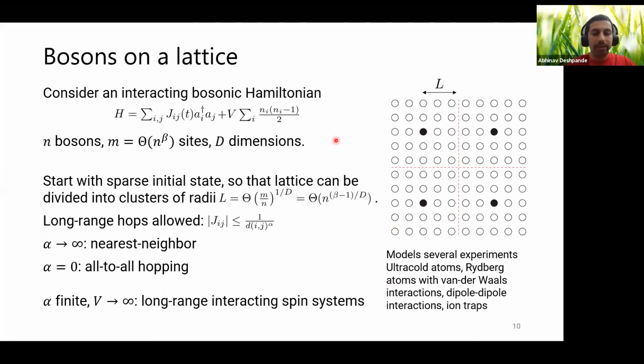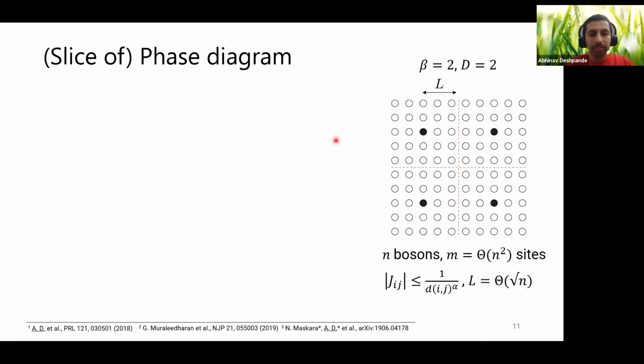So let me state our results now. As a reminder, we set these parameters: beta equals 2 and d equals 2, so 2 dimensions. Beta equals 2 just means that the number of sites scales as n squared, where n is the number of bosons. And for 2 dimensions, that means that the smallest interparticle separation scales as square root of n.